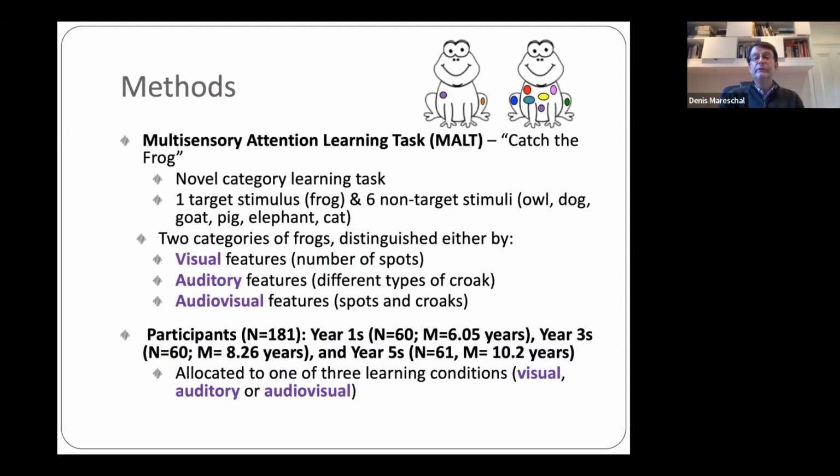So this task involved a primary task and then the incidental learning task. The primary task was simply a detection task, what we call the multisensory attention learning task. The year groups are exactly the same as before: 6-year-olds, 8-year-olds, 10-year-olds. Three different conditions: visual only, auditory only, or audio and visual redundant information. The visual information that defined categories was a number of dots on the frogs you can see here. And auditory, one croak, and another croak, which is a different frog. So there was auditory information to discriminate them as well.